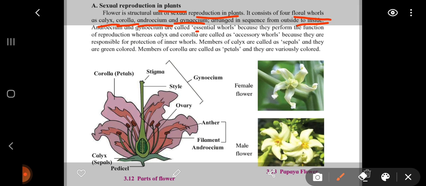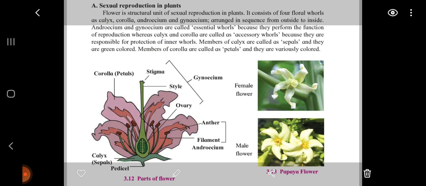Androecium and gynoecium are called essential whorls because they perform the function of reproduction, whereas calyx and corolla are called accessory whorls because they are responsible for protection of the inner whorls. So androecium and gynoecium are present inside, and calyx and corolla are present outside, so they are protective in nature.